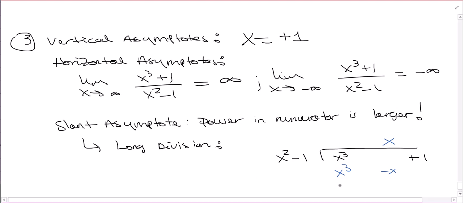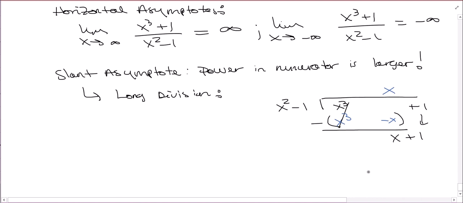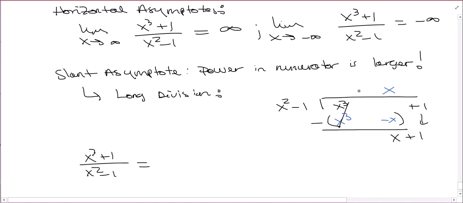And just like with any division problem, we subtract. So x cubed minus x cubed cancels, and then 0x minus a minus x becomes plus x, and then bring down the 1. And now I can't keep going. My degree on the divisor is now larger, so I can't continue. That means that x cubed plus 1 over x squared minus 1 is equal to the quotient x plus the remainder, x plus 1, divided by the divisor.